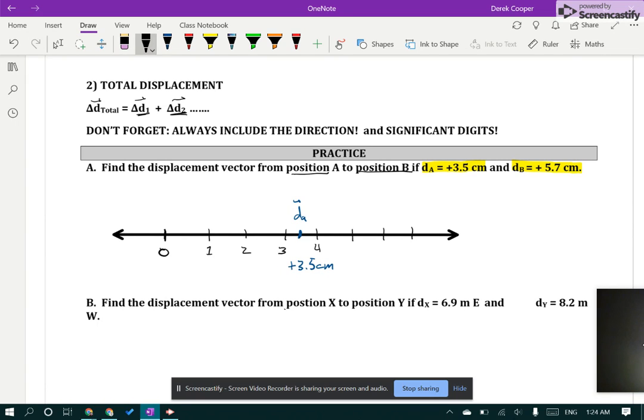We count 4, 5, 6. That's all we really need. We're at 5.7, so somewhere right here. Okay, somewhere right here, we have our position B, and that comes out as a positive 5.7. So what this is asking is it wants us to find the displacement vector as it goes from position A to position B. So we can see if we're going from A to B, we're going to travel that way, positive, from 3.5 to 5.7.